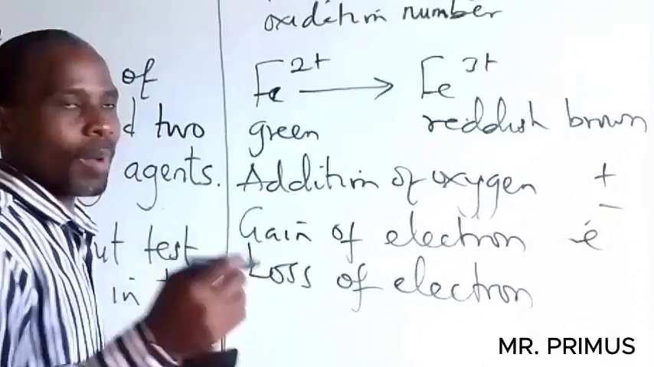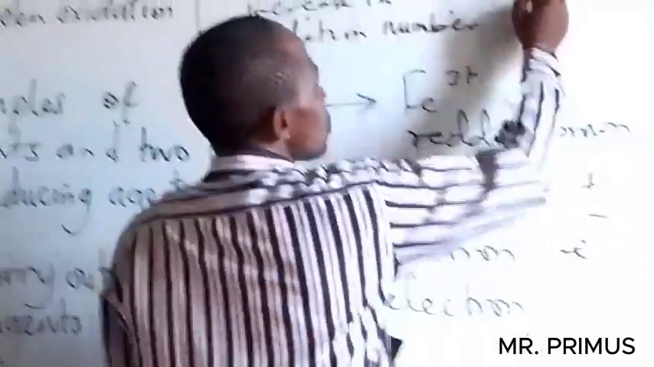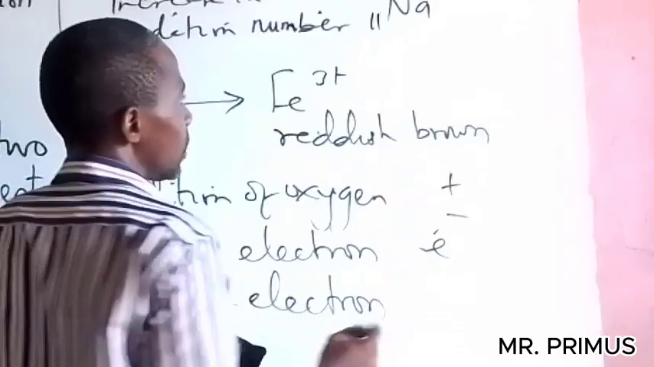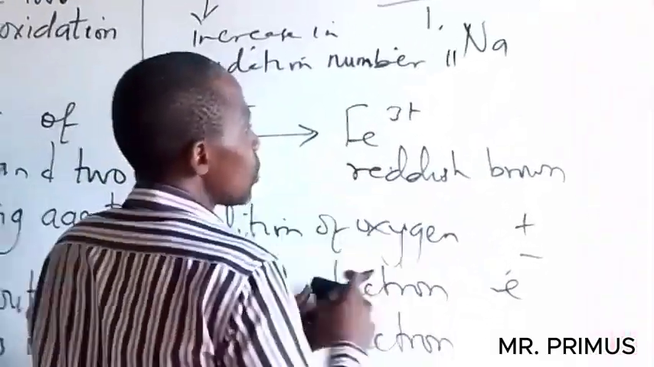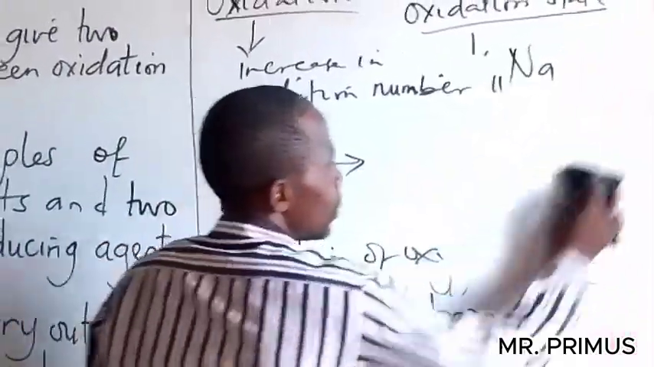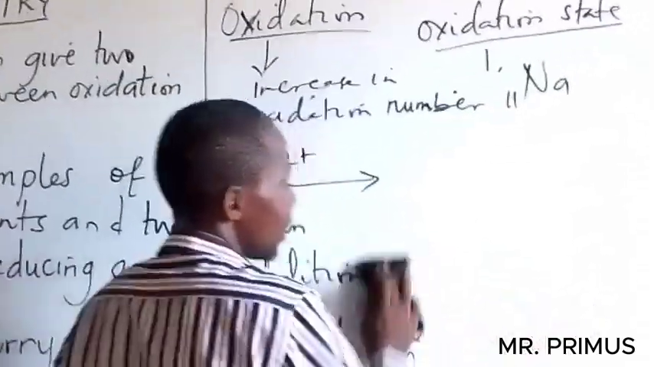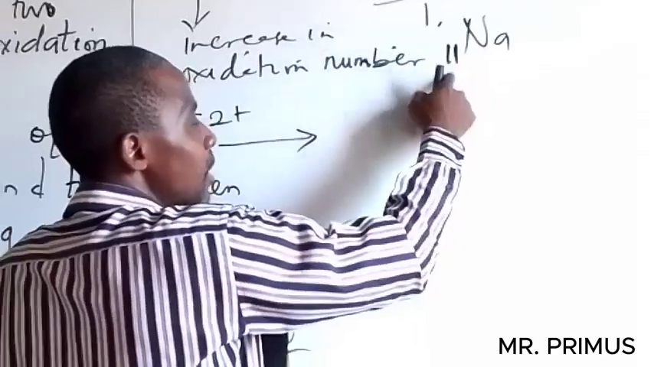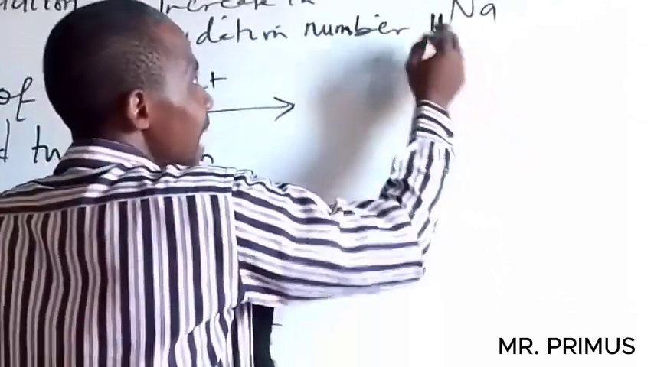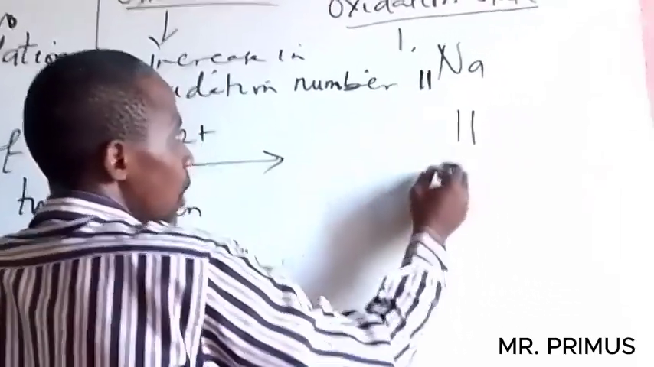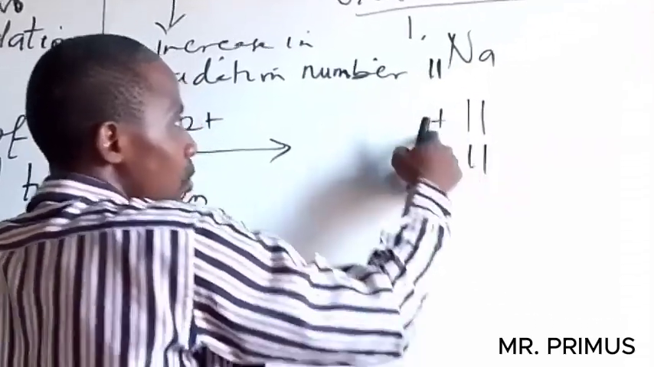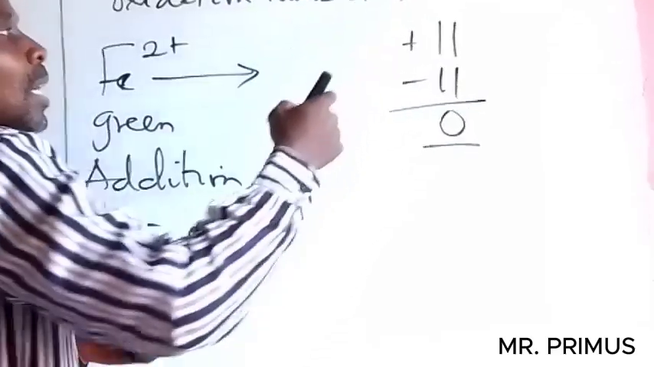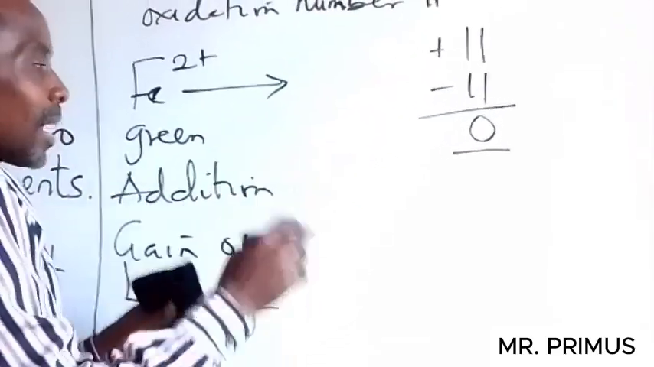Now, let me use sodium as an example. If you have sodium, what is the atomic number of sodium? The atomic number of sodium is 11. The atomic number is the number of protons. So sodium, as it is now, has 11 protons and 11 electrons. That is 0, which says that an atom is neutral in the normal state.